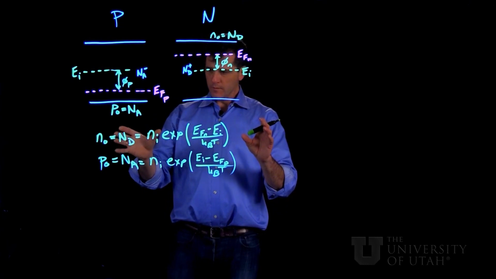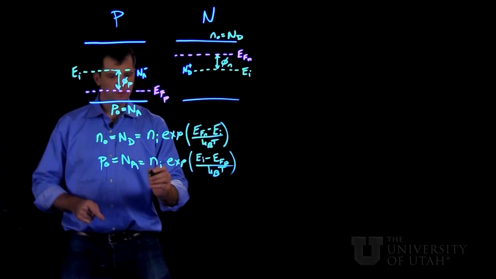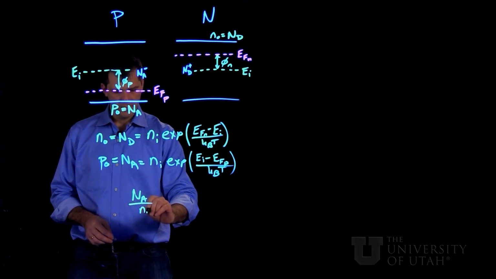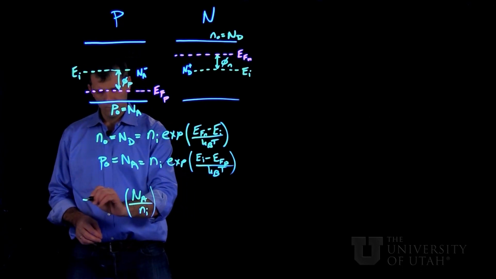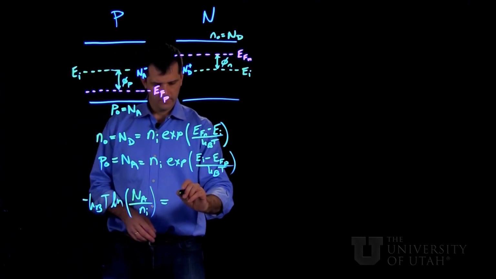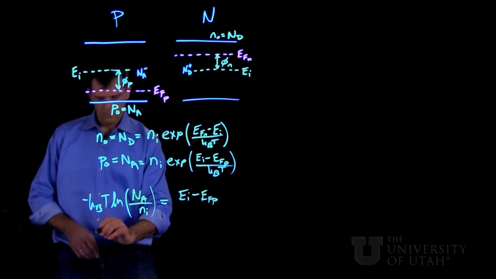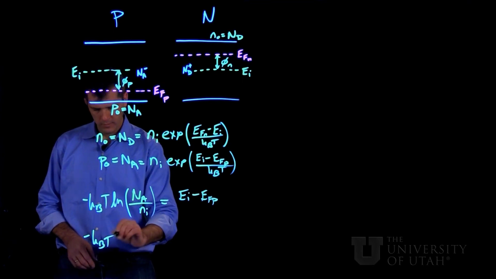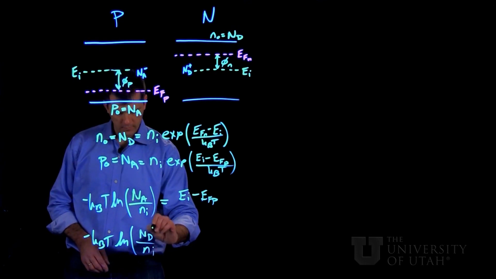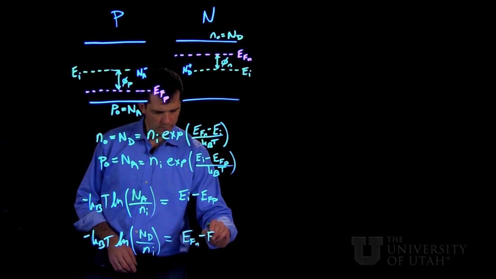So the next step is to solve for these energy differences, which we do by inverting these equations. And so we have Na over ni, take the logarithm, multiply it by negative kBT, and this gives us our EI minus EFP, and similarly, kBT times the logarithm of Nd over ni gives us EF on the N side minus EI.